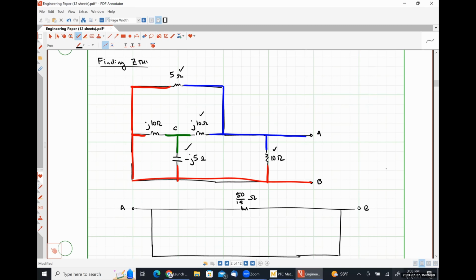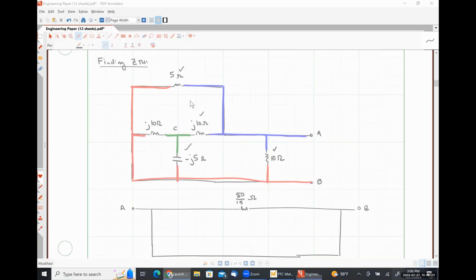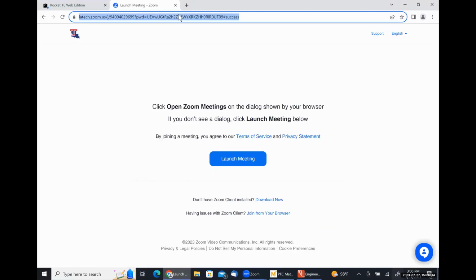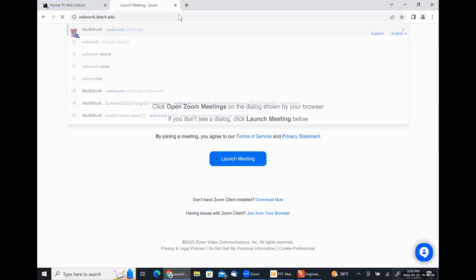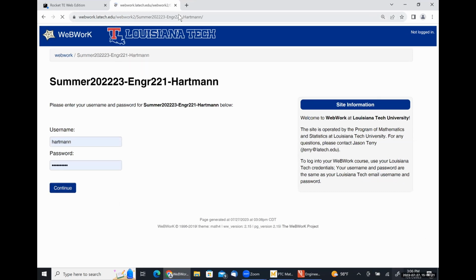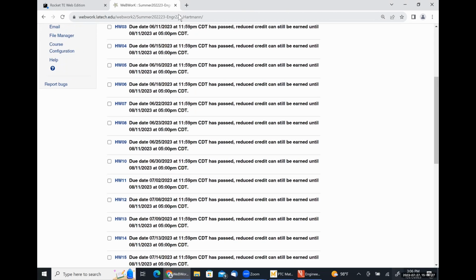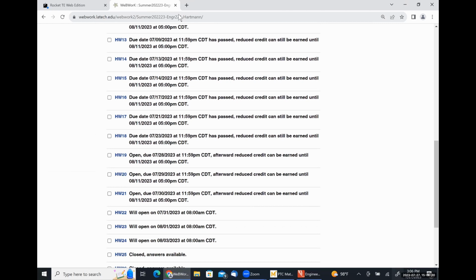So, all right. I said earlier that we would look at WebWork so that I could give you some hints and suggestions as to what appropriate circuit analysis techniques might entail. So let's do that really quickly. Let's look at homework set 20 and probably 21 as well.